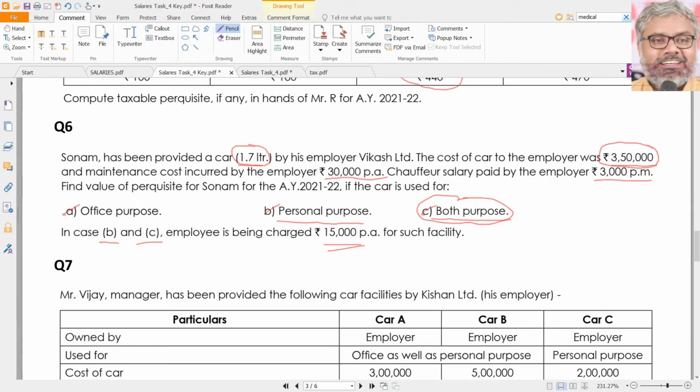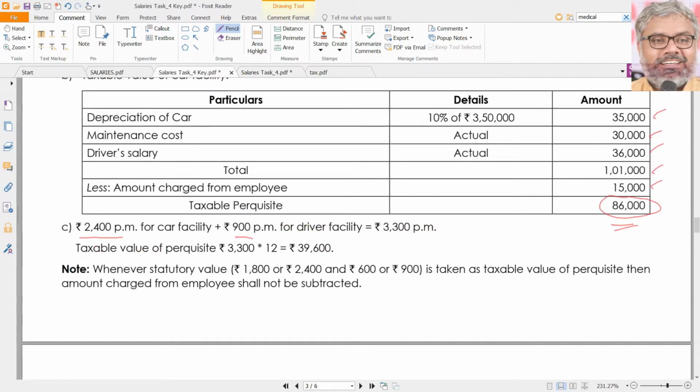Driver is provided. How much salary, actuals and all, we don't need. Law said 900 rupees per month for the driver facility. So simply 3,300 rupees per month is the value of perquisite. So the total amount is 39,600 as the value of perquisite.